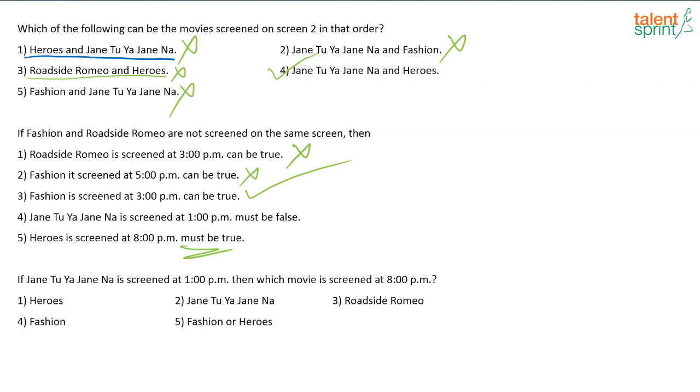Now next one. See again, this one, right? Jane tu ya jane na is screened at 1 p.m. must be false. Look at the very next question. They are saying, if jane tu ya jane na is screened at 1 p.m., then which of the movies is screened at 8 p.m.? So this is a possibility, right? So it will not be false for sure.